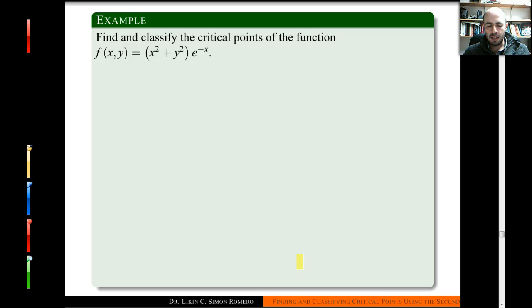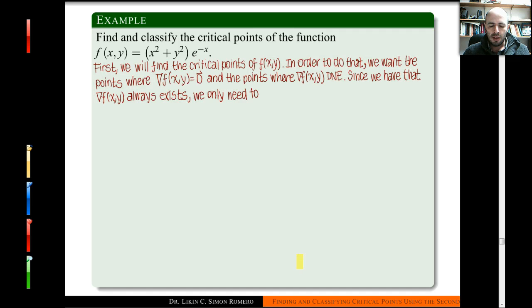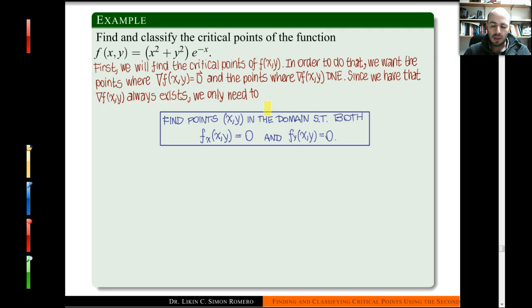So let me give you an example. Let's try to find and classify the critical points of this function that I have right here. First we find the critical points of f(x, y). In order to do that, we want to find the points where the gradient is equal to 0 and where the gradient does not exist. Since the gradient always exists, we only need to find the points in the domain where both the partial derivative with respect to x and the partial derivative with respect to y are equal to 0.